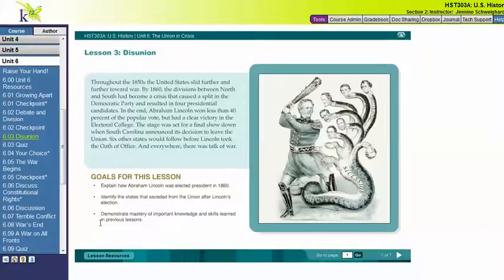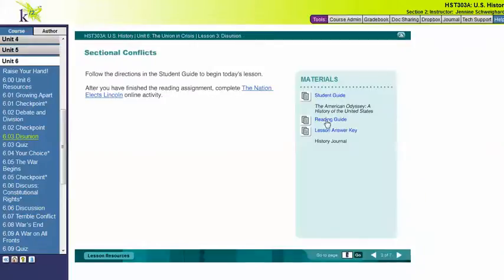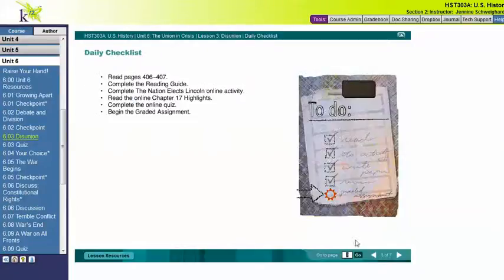Our third goal is to demonstrate mastery of important knowledge and skills learned in previous lessons. You're going to see that your reading for this lesson contains a very short reading segment of 406 to 407. You do have a reading guide for this lesson on slide 3. Please click on the reading guide, print it off, and make sure that you're answering your questions as you complete the reading for 406 and 407.